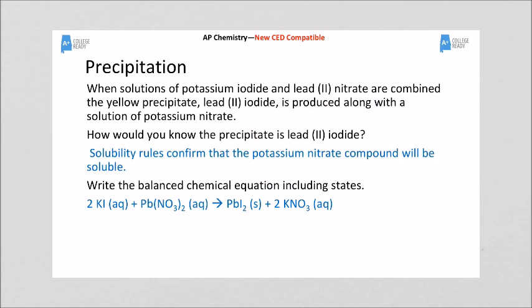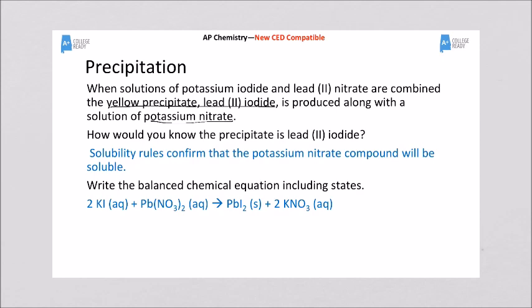Along with precipitation, it's good to do some examples, and we really need to go a little bit deeper than just writing double replacement reactions. In this example, notice solutions of potassium iodide and lead 2 nitrate are combined, and you're told the identity of the precipitate, lead 2 iodide. The other product would be potassium nitrate. So knowing all of those formulas, that is a double replacement reaction.